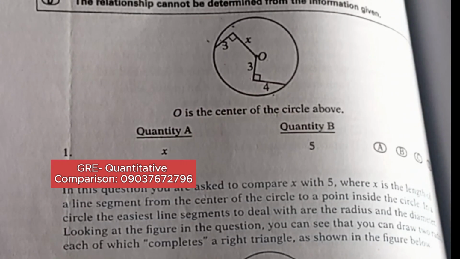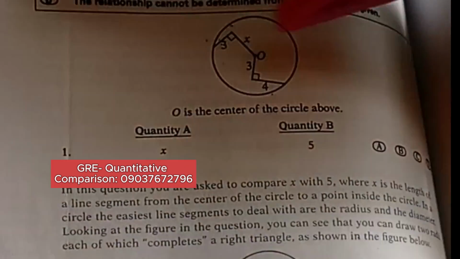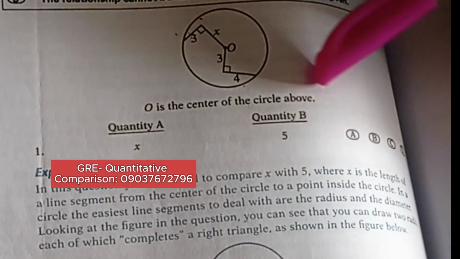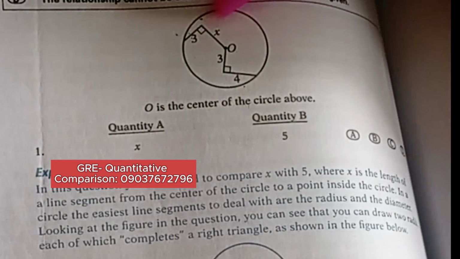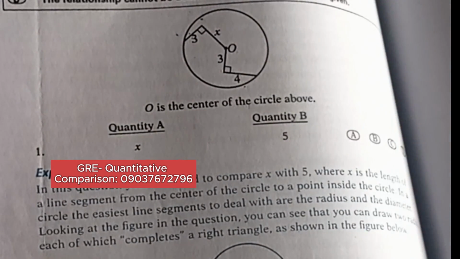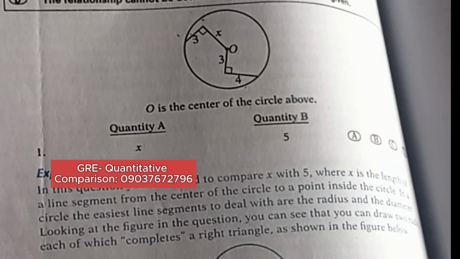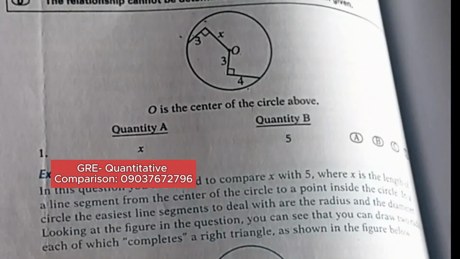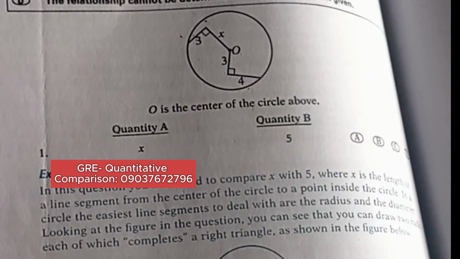Okay, so this is a full-length test, and then we have that the first questions from number 1 to 9, it's quantitative comparison. So let's see how we tackle these 9 questions. Question 1 says that O is the center of the circle above. So we can see the circle like this, and we have all those figures given. So the question, quantity A says X and quantity B is 5.